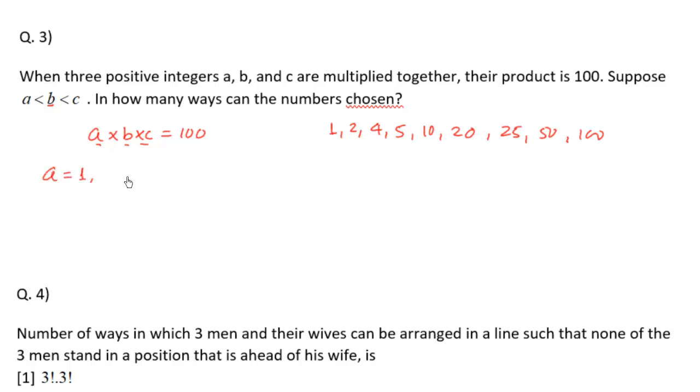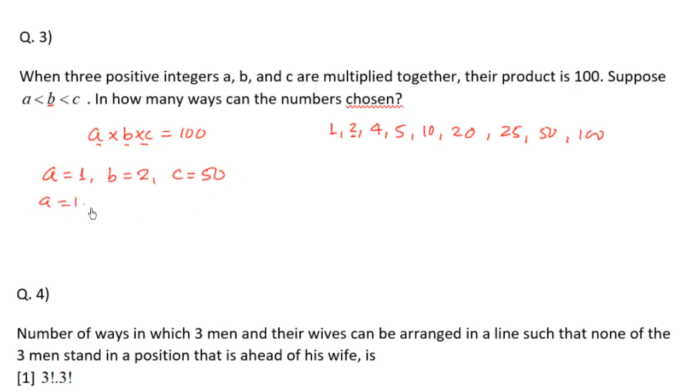So if I take the value of A to be 1 and the value of B to be, say, 2, then the corresponding value of C would be how much? 1 into 2 into C should be equal to 100. So obviously the value of C would be 50. This is the only way wherein we can get the product as 100.